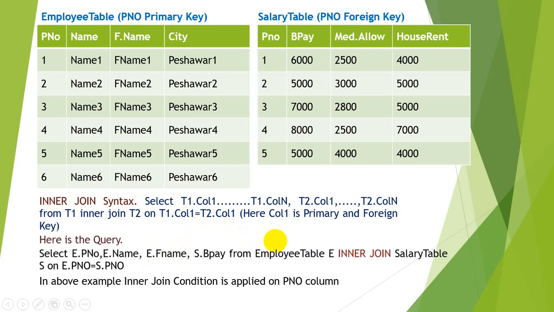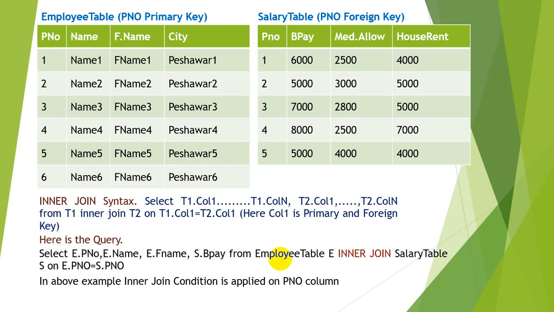Here is the query of the above tables. We have taken person number, name and father name from the employee table and basic pay from the salary table. So here we have used these aliases E and S. An alias is an alternate name; we call it an alias name.